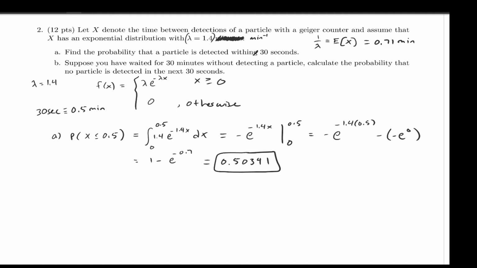Good question. That's a really good question, actually, because in 242, we teach you a different way. When we go over this in calculus, we teach you that lambda is the expected value, where here lambda is 1 over the expected value.